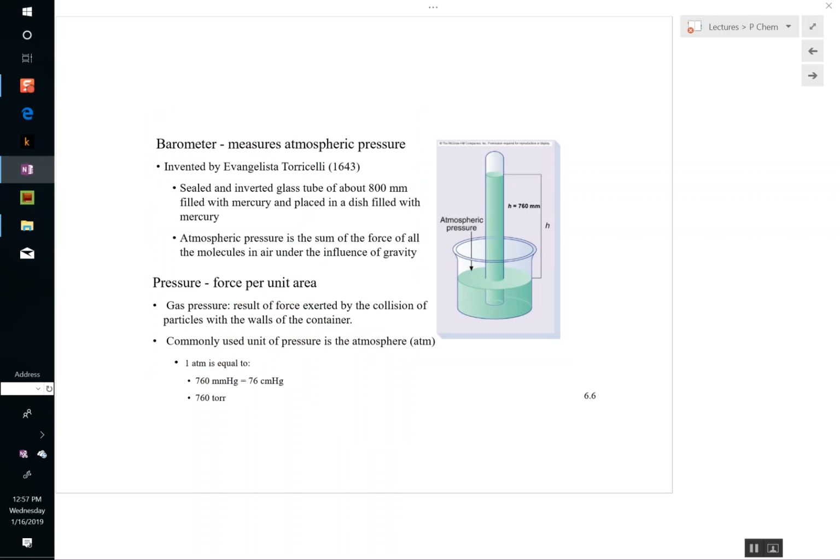Mercury is used as the liquid, kind of an odd unit. Millimeters of mercury is a pressure unit, because it's based on the Torricelli barometer. Millimeters of mercury seems like an odd pressure unit, but 1 atmosphere of pressure will support 760 millimeters of mercury.